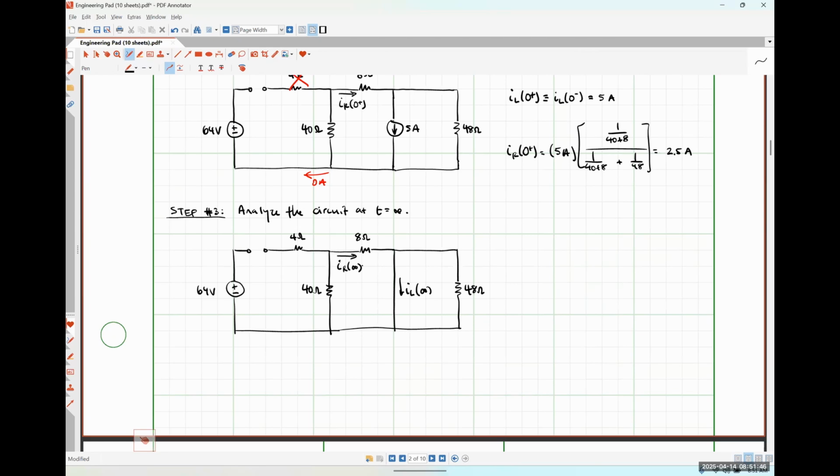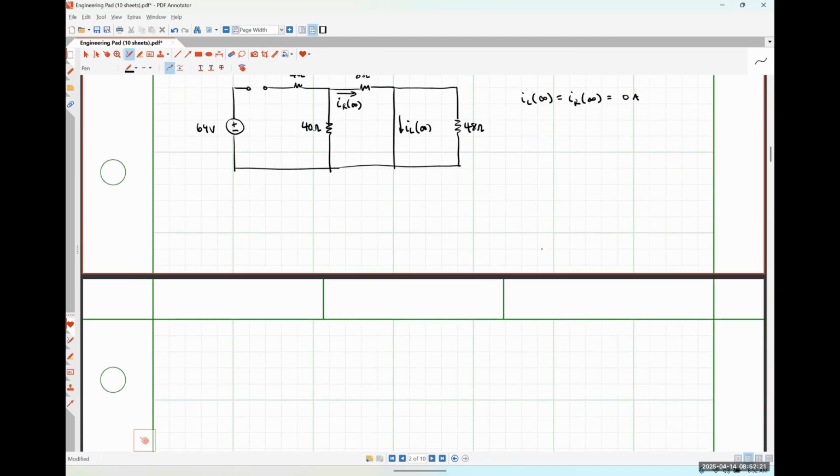So what are IL and IR going to be? 0, because literally there's nothing connected to the circuit to make them anything other than 0, right? So we could just say that IL at infinity is equal to IR at infinity is 0. And this will be true for any circuit where we're taking the sources out of the system. All right, so step number 4.